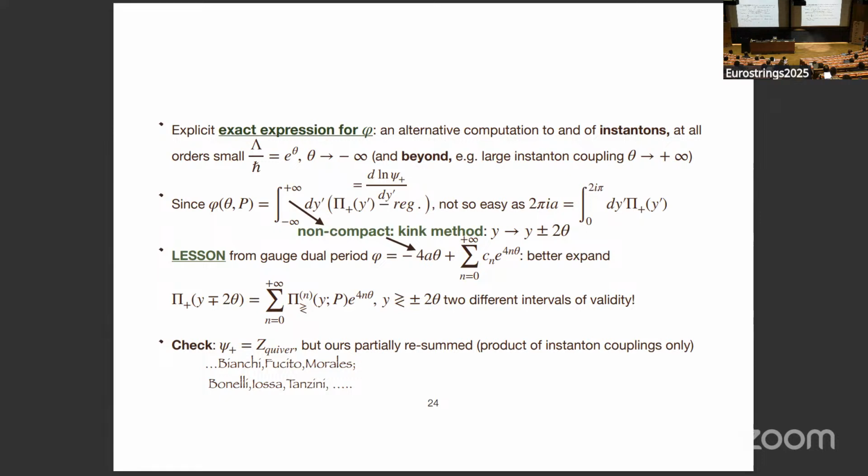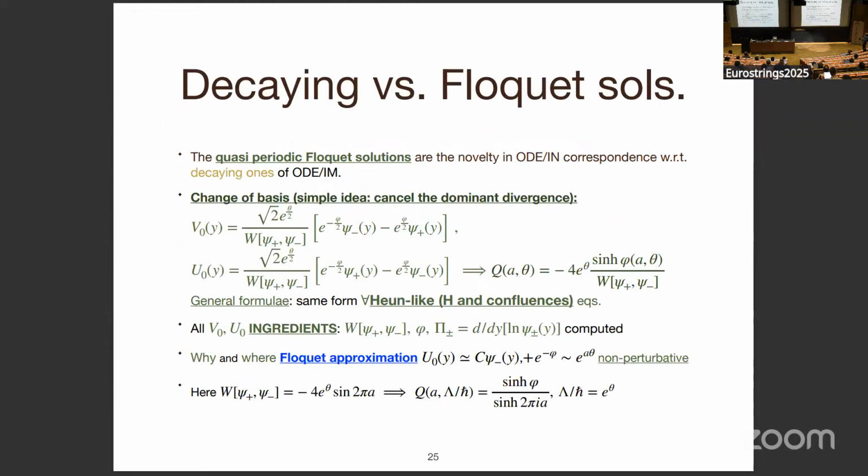The quiver gauge function is an extension. The partition function is an extension of the gauge theory we started from, because it's a quiver. Now we implement the idea to go using this extra phase from the Floquet basis to the decaying phase, from the Floquet basis to the decaying basis.